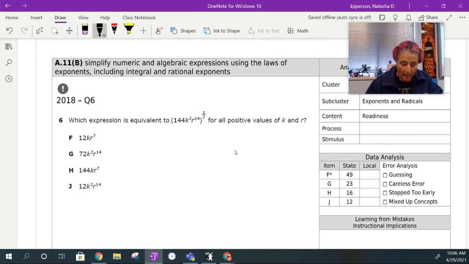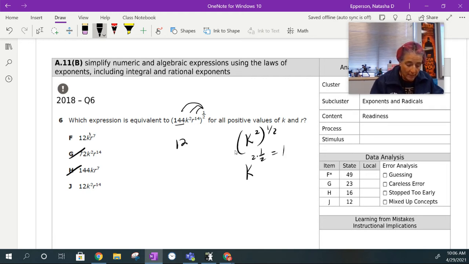All right, so I have this polynomial expression to the power of 1/2. So that's the power rule. So this goes to every term inside the parentheses. Now, anything to the power of 1/2 is the same thing as the square root. So the square root of 144 is going to give me 12. So that eliminates G and H. Then that's going to be K squared. So that would be K to the 2 times 1/2, which gives me 1. So F is K to the 1. J has K to the 2nd power. So our answer is F.